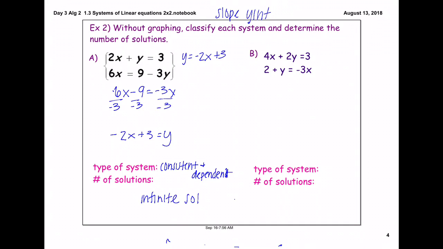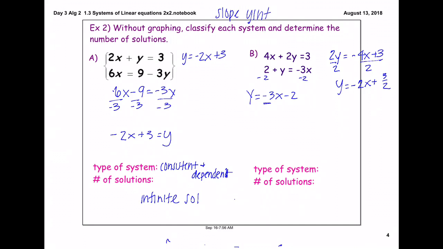Looking at example B, in order to get y by itself, the inverse of a positive 4x is negative 4x. Divide by our 2, so we get y is equal to negative 2x plus 3/2. And when we look at the bottom one, the inverse of positive 2 is minus 2.